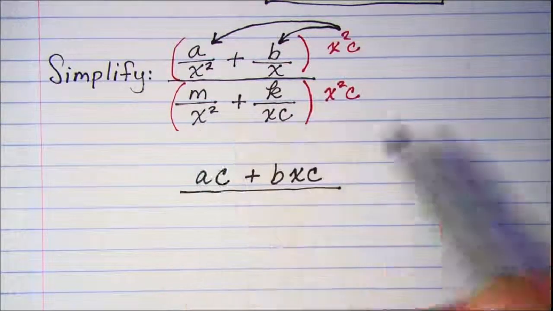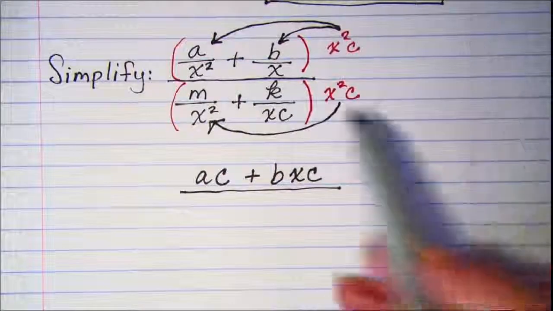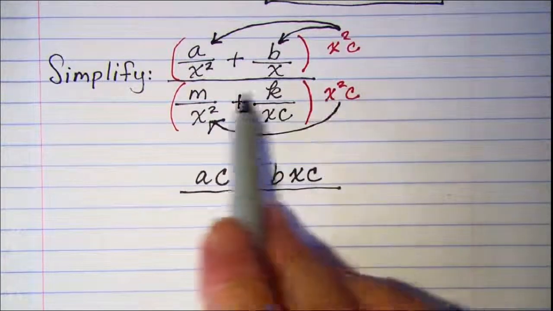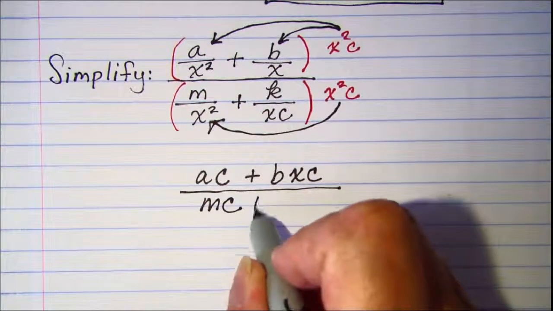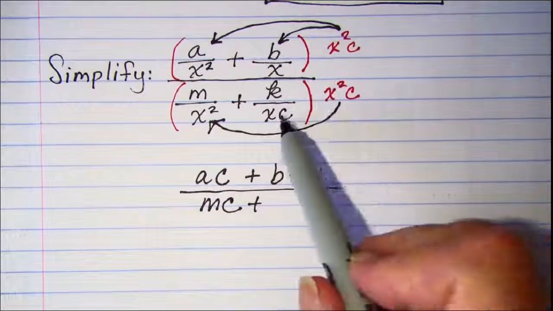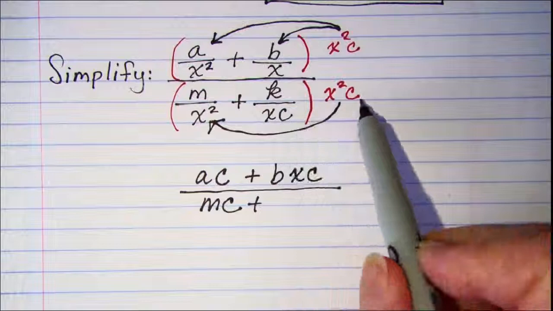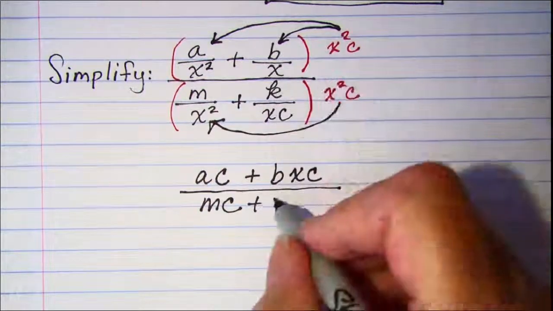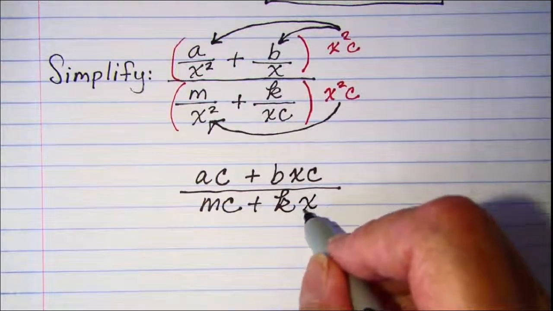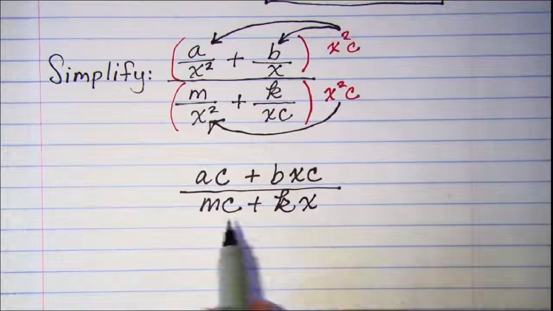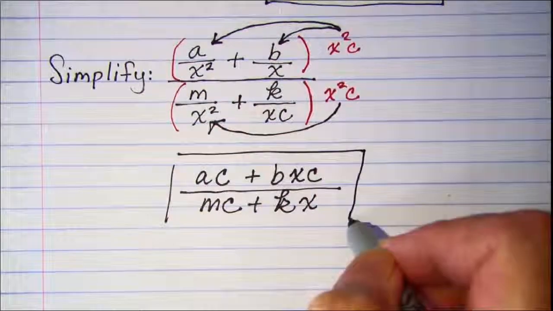Now in the denominator, when I multiply this product by this fraction, x squareds will cancel, and I have just mc plus, and then this x will cancel one of these x factors off, and the c will cancel off. So I still have k and a single x factor, and the c is gone. So this is my simplified fraction.